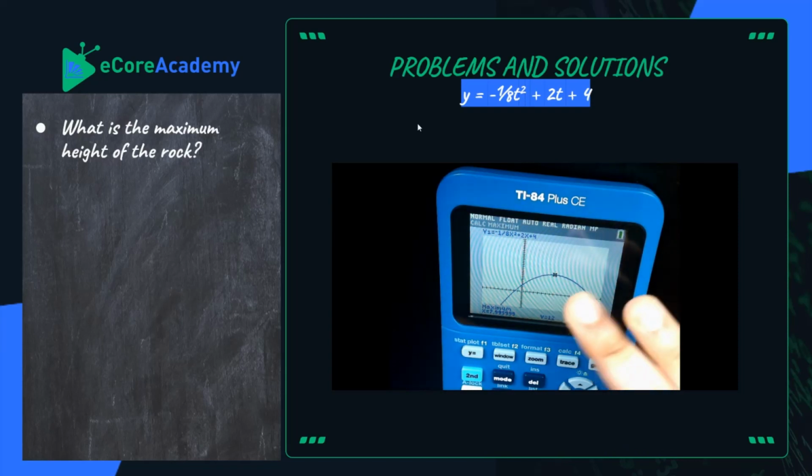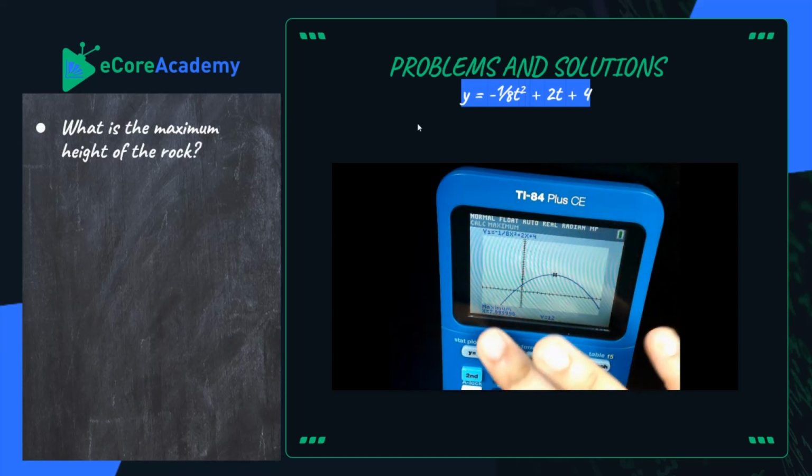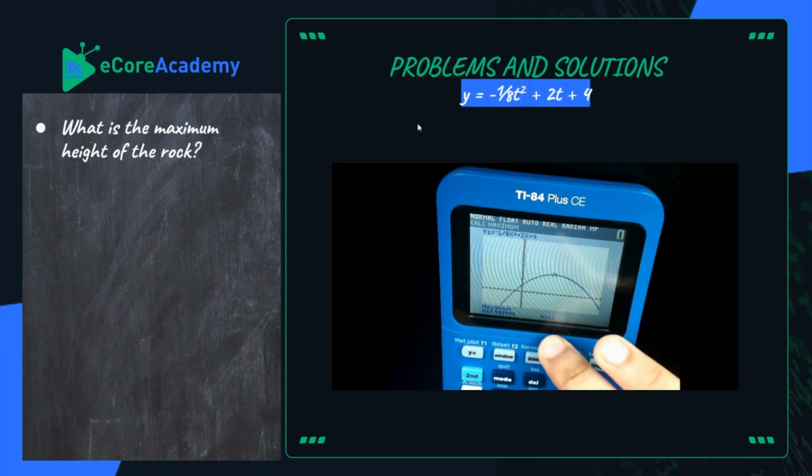Y equals 12. So if we're asked what is the maximum height of the rock, well, X is responsible for your time in seconds, Y is your height in feet. So the answer to this question would be our Y coordinate. If Y equals 12, then the maximum height of the rock is 12 feet. If I hit the next arrow, you'll see that on the left it appears in a blue highlight. 12 feet is your answer to that question.